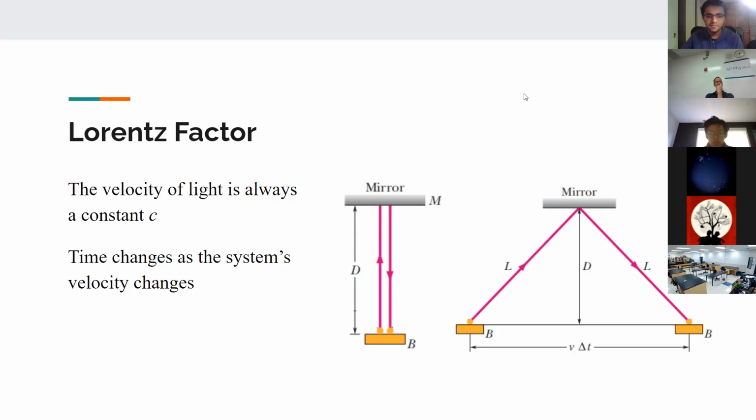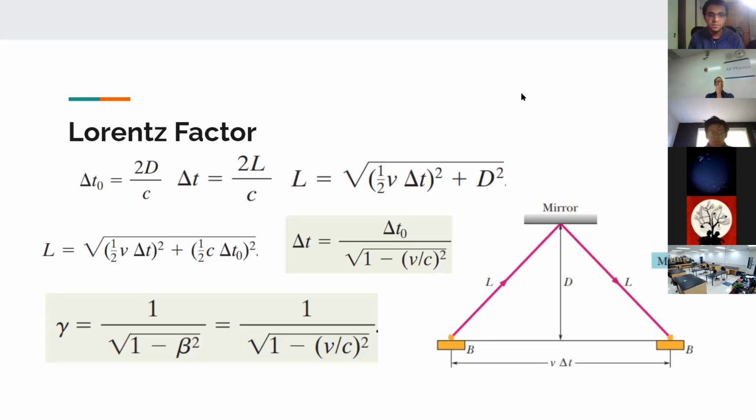So instead we need to make a small change to the time. The process of calculating this new time is quite simple. Notice that there's a right triangle with sides L, d, and 1/2 vt. So we can use the Pythagorean theorem to find the time. First, the original time is 2d divided by c, and the changed time is 2L divided by c. Then we use the Pythagorean theorem, and we get the result. And that is the Lorentz factor.